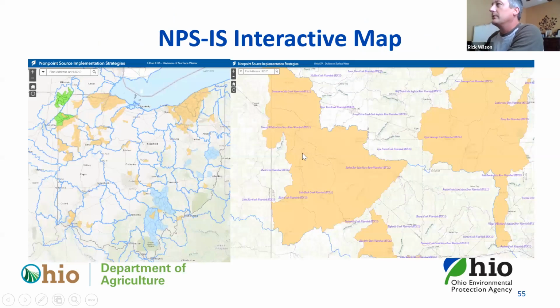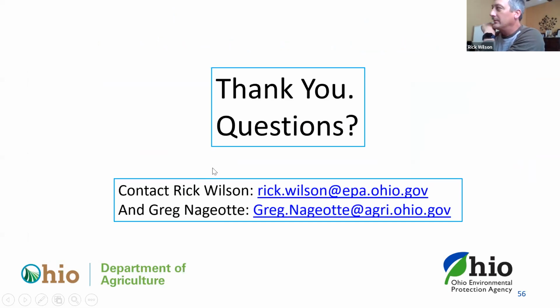And like I said, the interactive map was just updated today. That's what it looks like. Scroll in, click on your watershed, and you can pull up the plan from those. And that's all. Thank you very much.